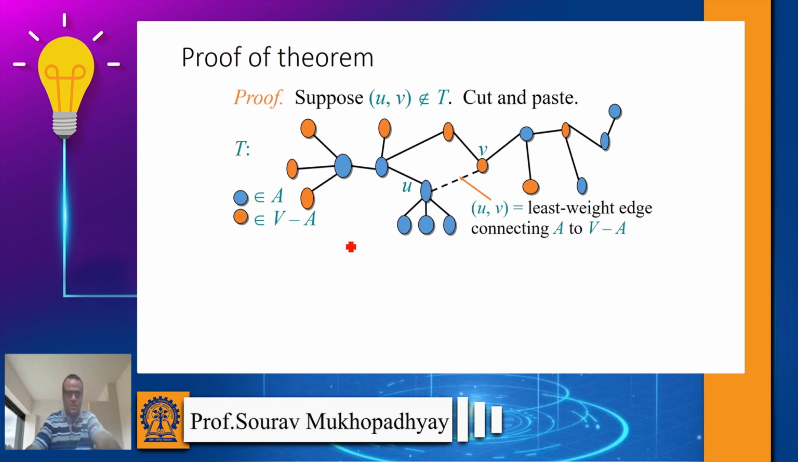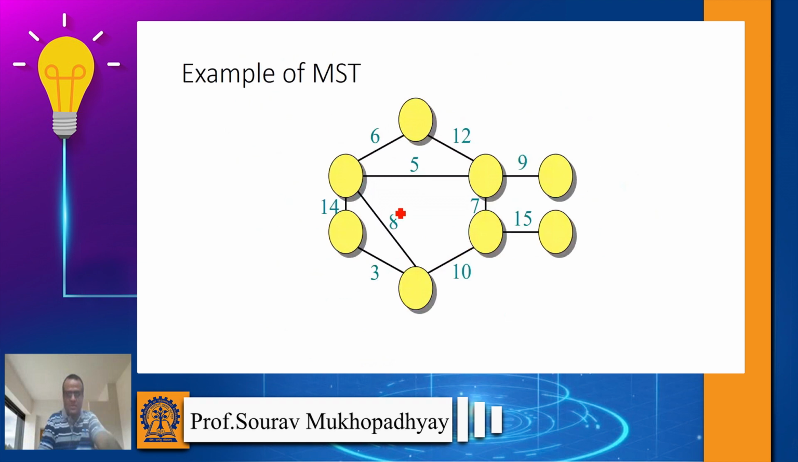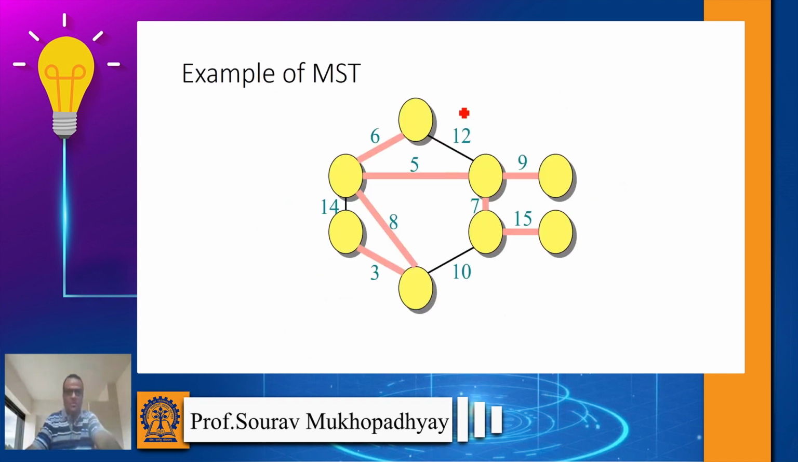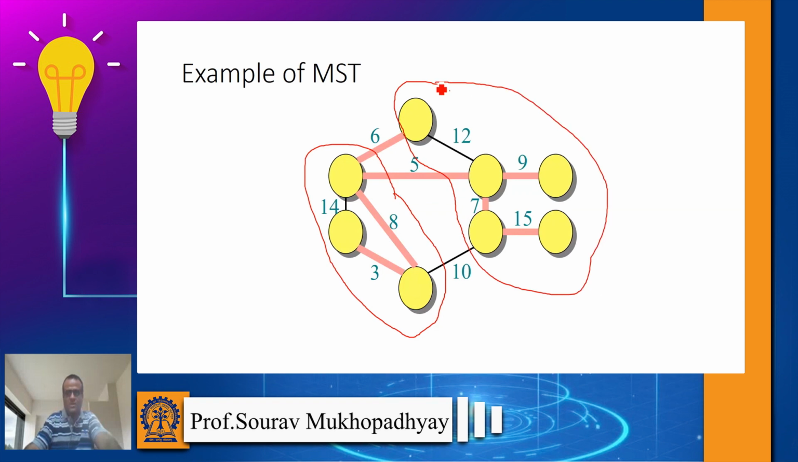We can prove this by drawing a figure. Suppose we have a graph like this. If you recall from the last class, this was our MST that we constructed. Now, if you take some A, suppose A consists of say these three vertices. Suppose this is our A. And then what is the A complement? A complement will be this one.